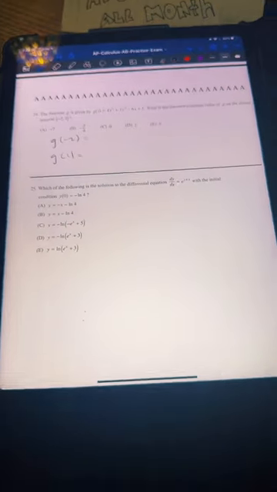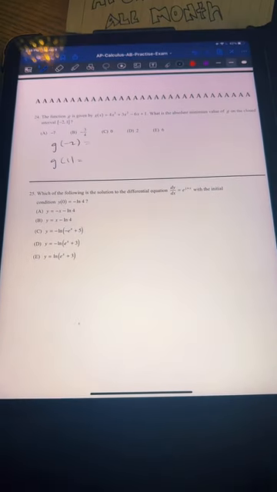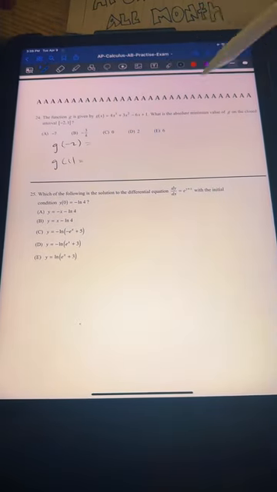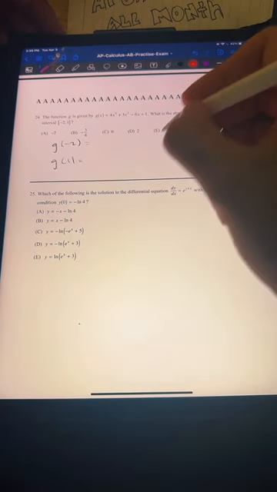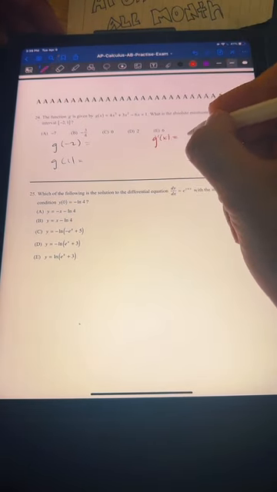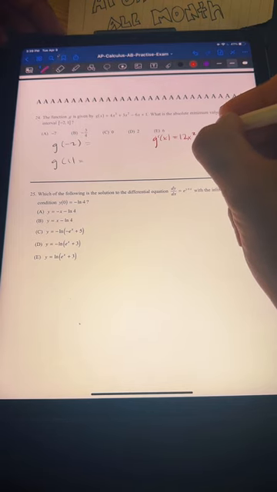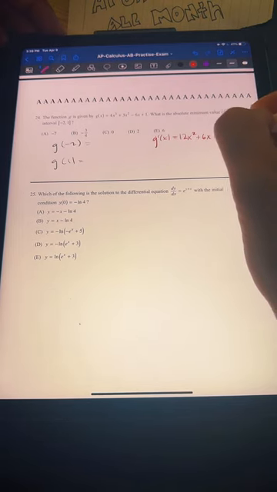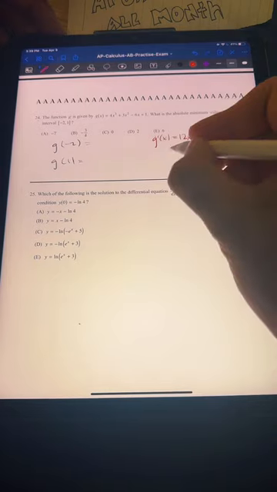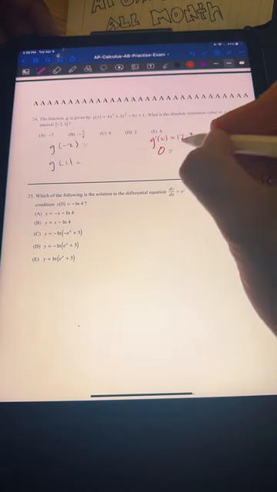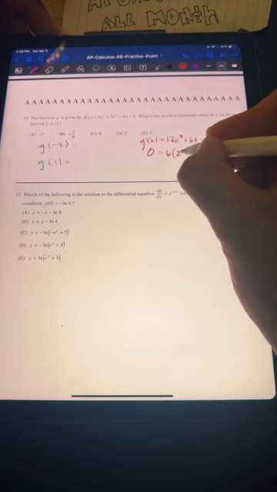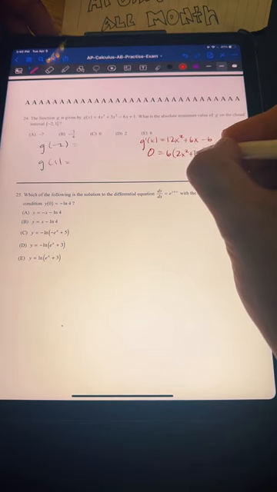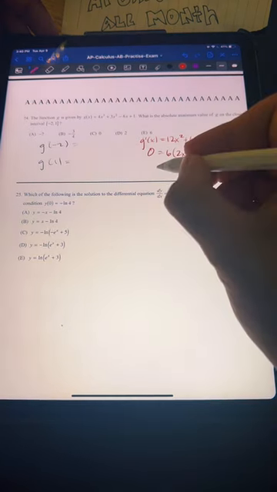Okay, so we need to plug in negative 2 and we need to plug in 1 because those are the minimums. But first, we need to find whether there are other relative minimums or relative extremas in the function. So let's take the derivative. G prime of x is equal to 12x squared plus 6x minus 6. If we set this equal to 0, because that's where the extremas occur, we factor out a 6 and get 2x squared plus x minus 1.